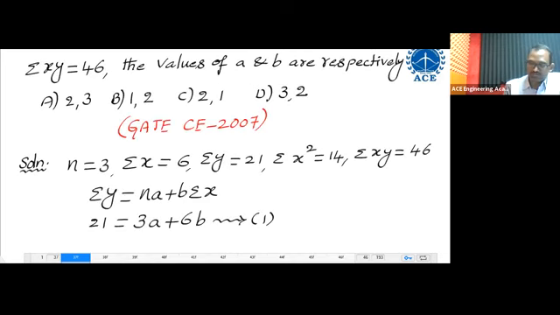Remember, option D is correct, not A, because A value 3, B value 2. Because you are asked to find the values of A and B respectively, which means you need to write A value, B value in that particular order, which will be 3 and 2.